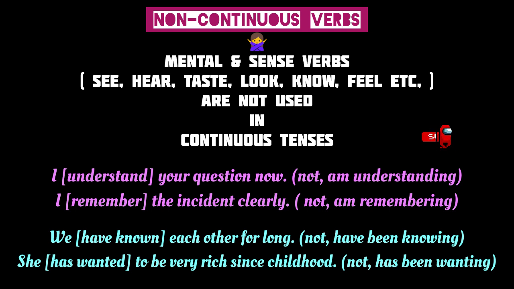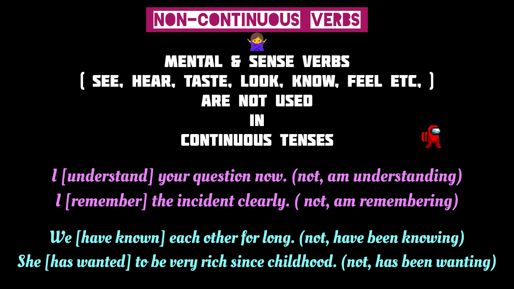For example, I understand your question now. To understand is a sense verb, hence it cannot be used in the present continuous tense. I am understanding your question now is grammatically incorrect. Here we have to use the simple present instead of the present continuous tense. Similarly, to remember is also a sense verb. Hence we cannot say I am remembering the incident clearly. Instead we should say I remember the incident clearly using the simple present.